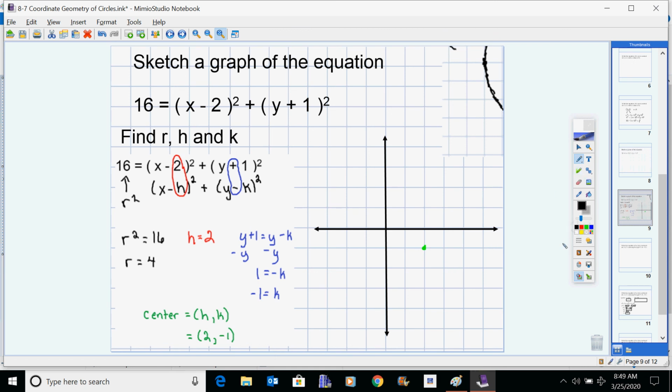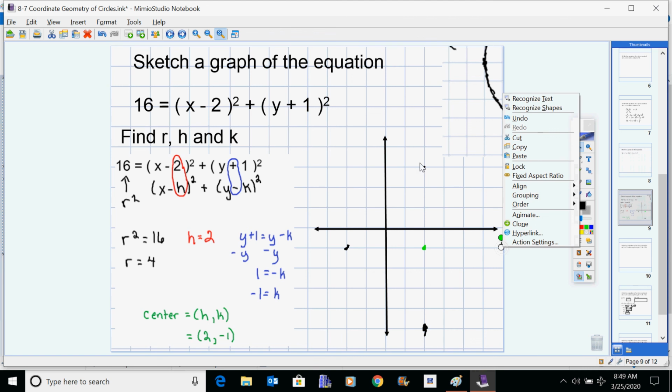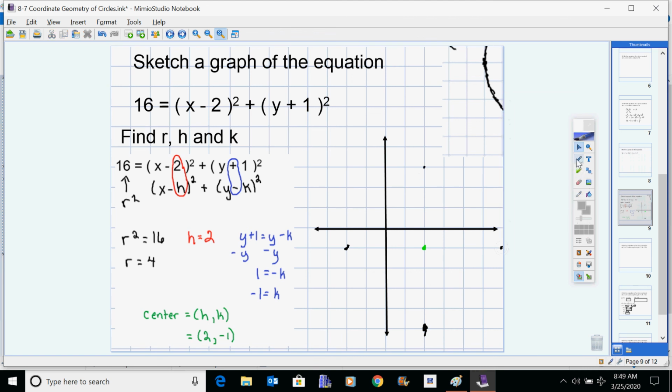Then you pick out your points because you're looking at your radius of 4. 1, 2, 3, 4. Okay, all the way over here. 1, 2, 3, 4, and so on for each direction, in order to get your points. Once you have your points taken care of, that's when you begin to sketch in your circle.